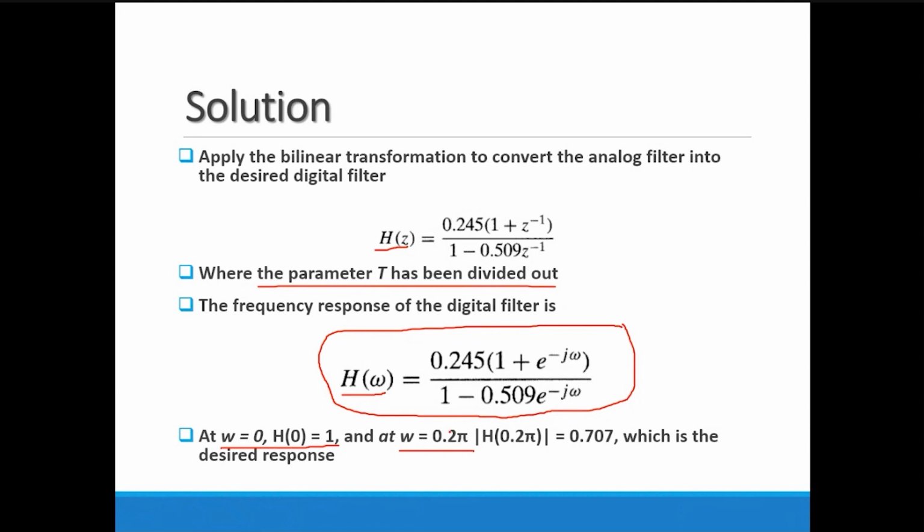So when you take this frequency, the magnitude response will give you the value 0.707. So here we apply omega is equal to 0.2 pi in this equation and calculate the modulus value. Your answer is 0.707. So we can say that we have designed the correct filter with the desired response. This is how we can design with the help of bilinear transformation.